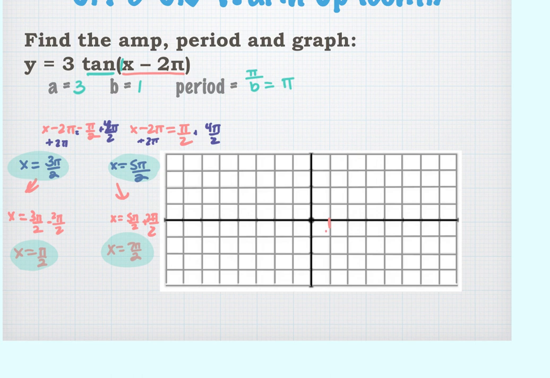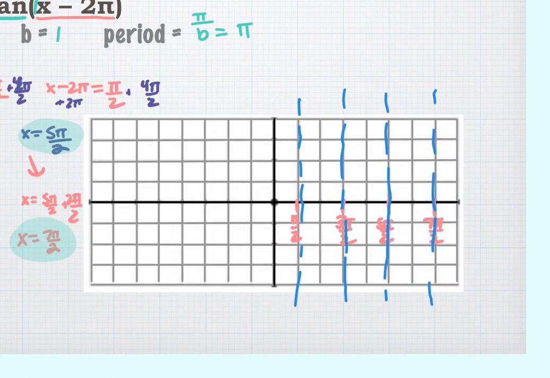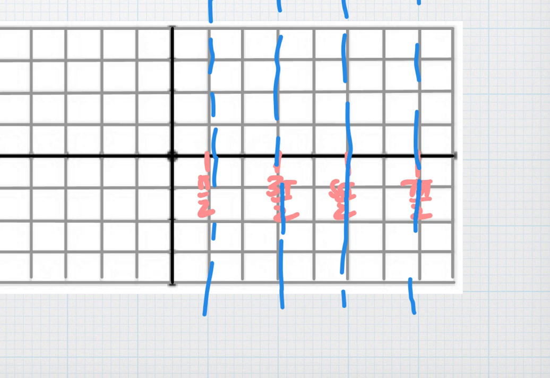So I go to the graph, pi over 2, 3 pi over 2, 5 pi over 2, and 7 pi over 2, and draw your asymptotes. You want to locate the point halfway between each of these asymptotes. So here, which would be halfway between 1/2 pi and 1.5 pi would be pi. Here, 2 pi. Here, 3 pi.